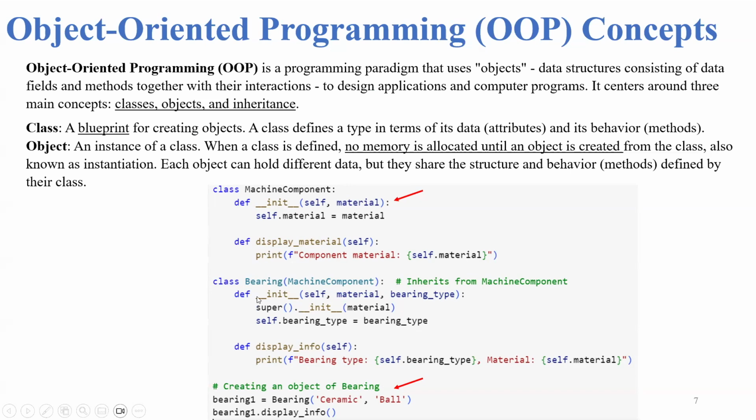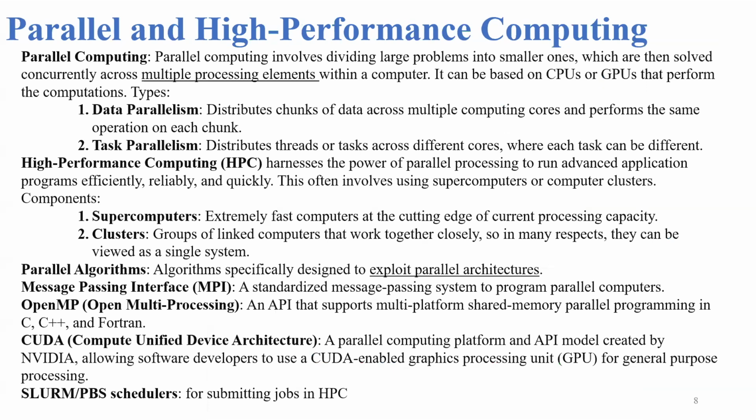Or you can have another example such as bearing, which can be an inheritance of the machine components. So this also has init, or initialization, with the bearing type. And when you display, it also inherits display materials because it was inherited from the machine component. As we go through this hands-on session, we'll try to learn more about these programming caveats and techniques.